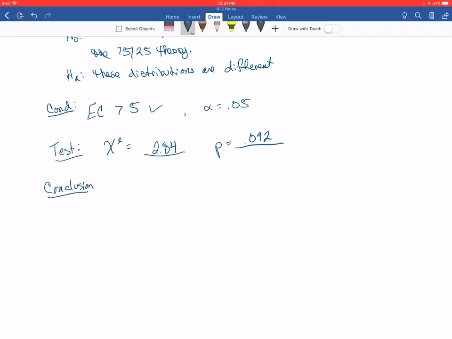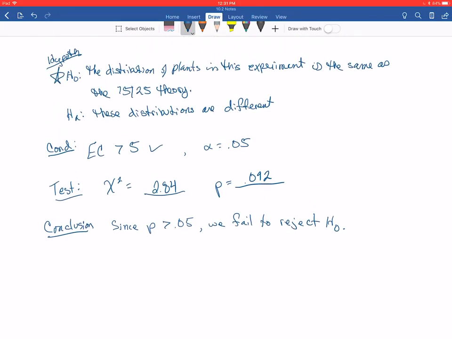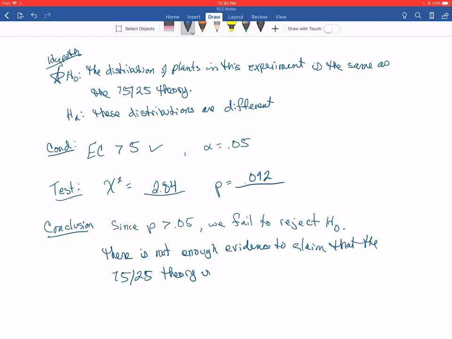So now I'm ready to write my conclusion, and I'm going to say, since p came back larger than 0.05, we fail to reject the null. So I am unable to reject the null, which means I'm sticking with it. So it looks like there is not enough evidence to claim that the 75-25 theory is inaccurate.